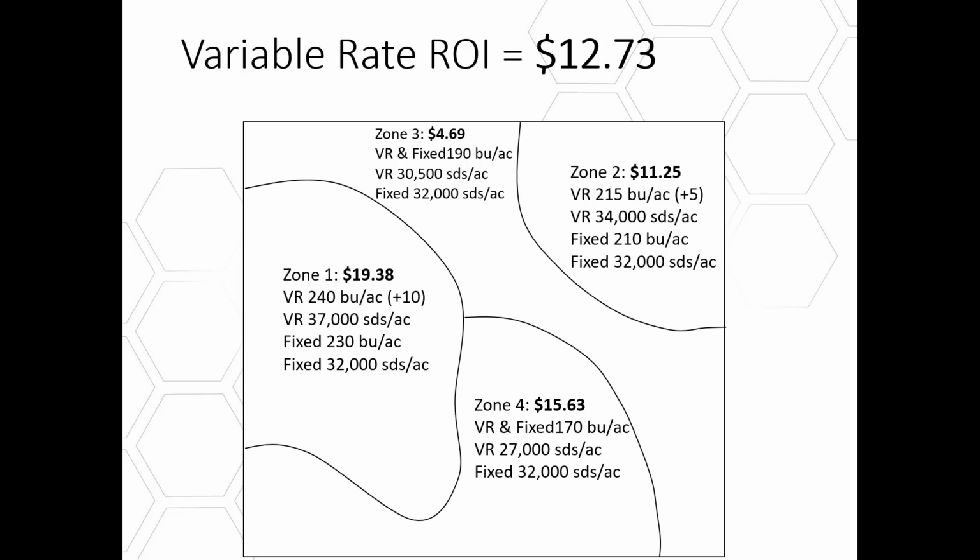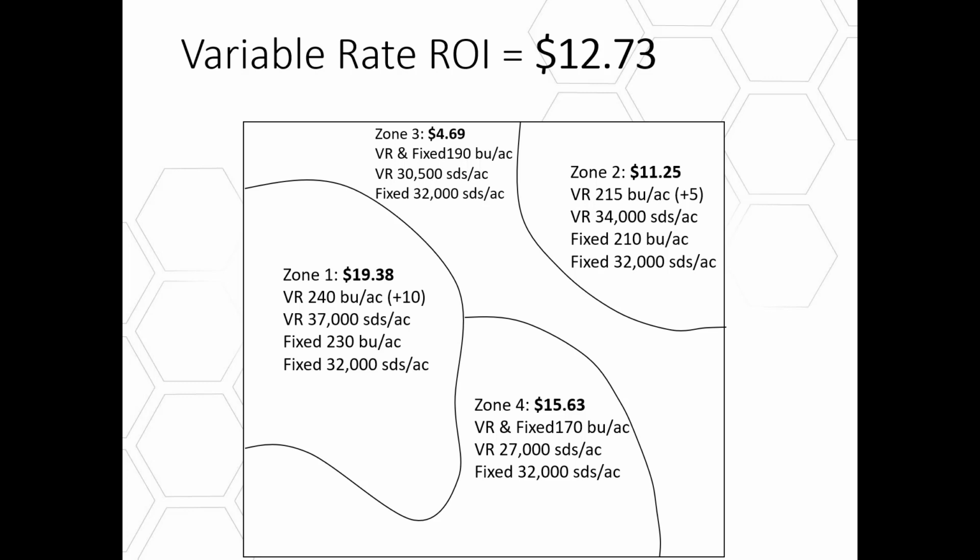In Zone 1, this ROI is $19.38 an acre. This comes from an increase in yield, but will also have an increase in seed cost. Zone 2 has an ROI of $11.25 an acre with a smaller increase in yield than Zone 1 and a smaller increase in the cost for seed.